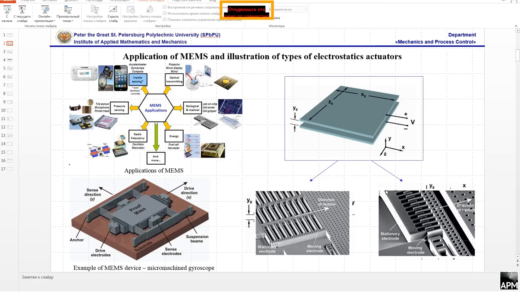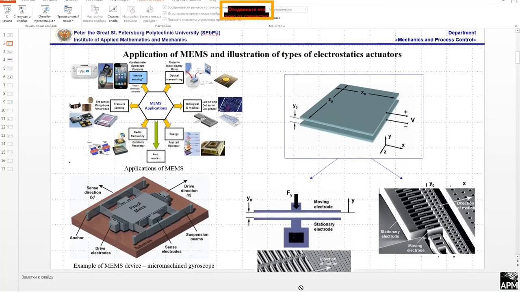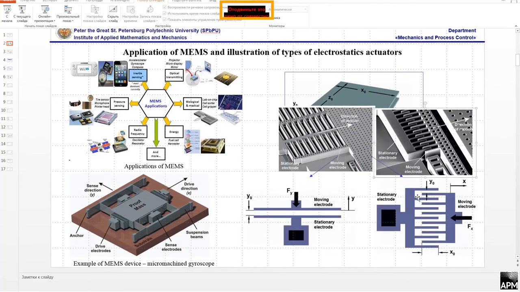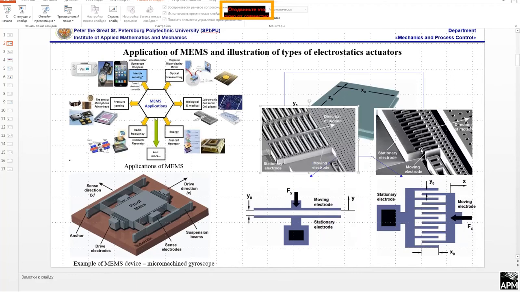Electrostatic actuation is the most commonly used method because it is easy to implement and it is compatible with complementary metal oxide semiconductor circuits. This type of actuation of MEMS systems is based on the attractive force between plates with electric charges of different sign, and can be divided into two subtypes: with variable gap and with variable area. These are photographs of these types.